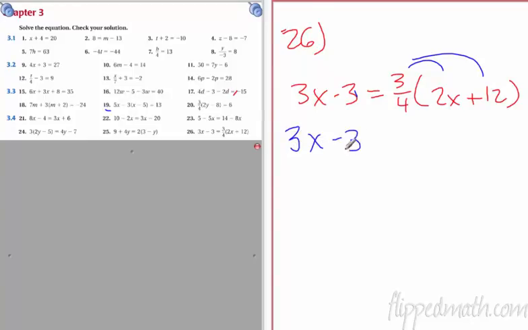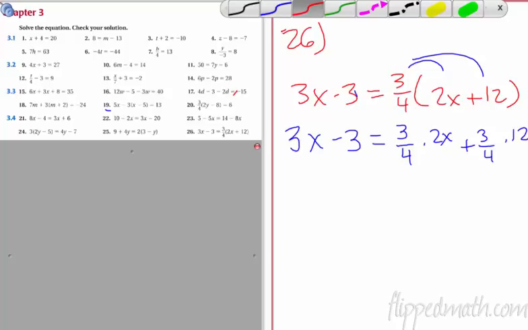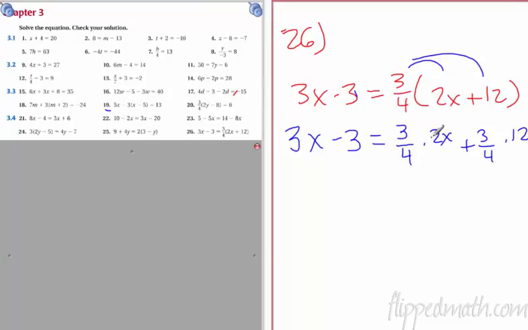3x minus 3 on the left. We're not going to change that. When we multiply 3/4 times 2x, the 2 and the 4 will cancel. Let's just write it out first. 3/4 times 2x plus 3/4 times 12. Because that's what you do when you do the distributive property. It goes to both. So now I can do my canceling. Let me change the color here so we can see what's going on a little clearer. The 2 and the 4 will cancel and leave a 1 and a 2. And on the right, the 12 and the 4 will cancel, leaving a 3 up top and a 1 in the bottom. So let's simplify.